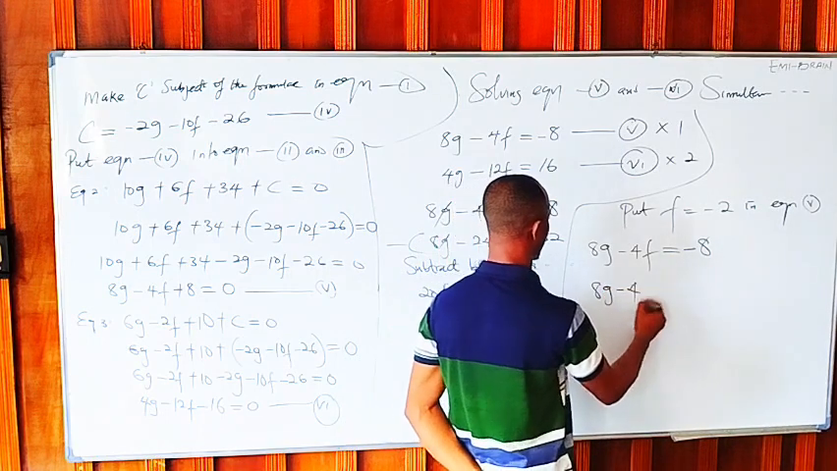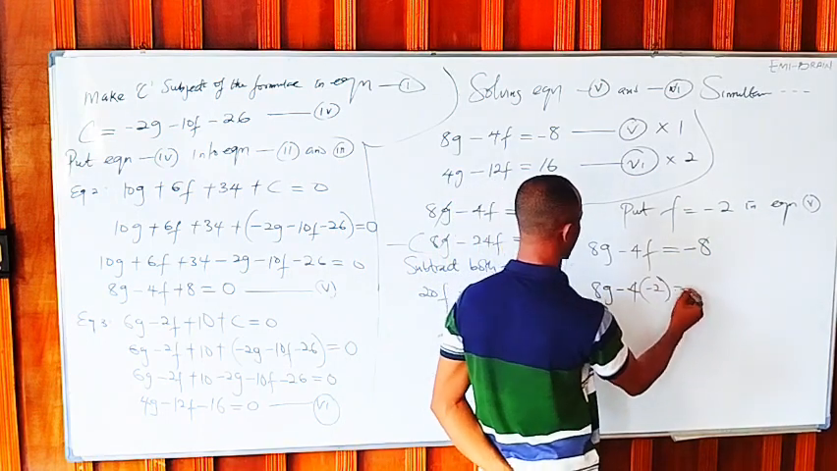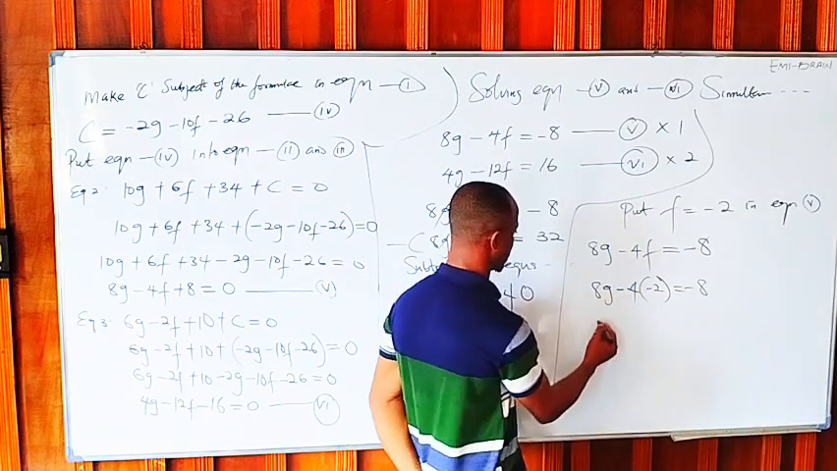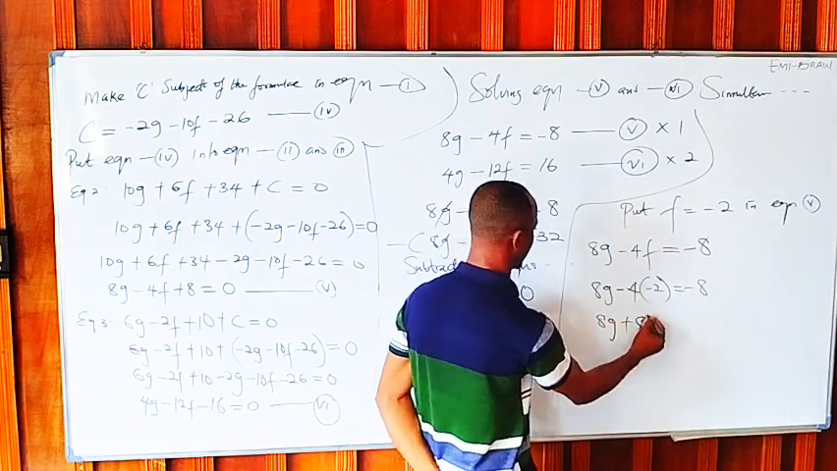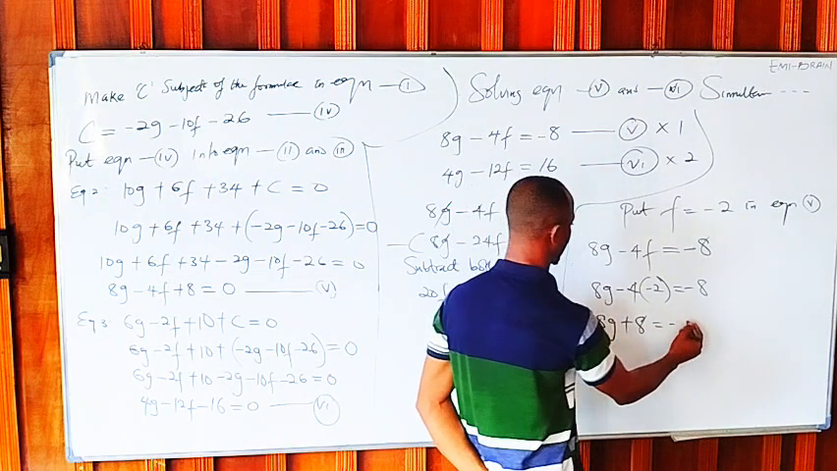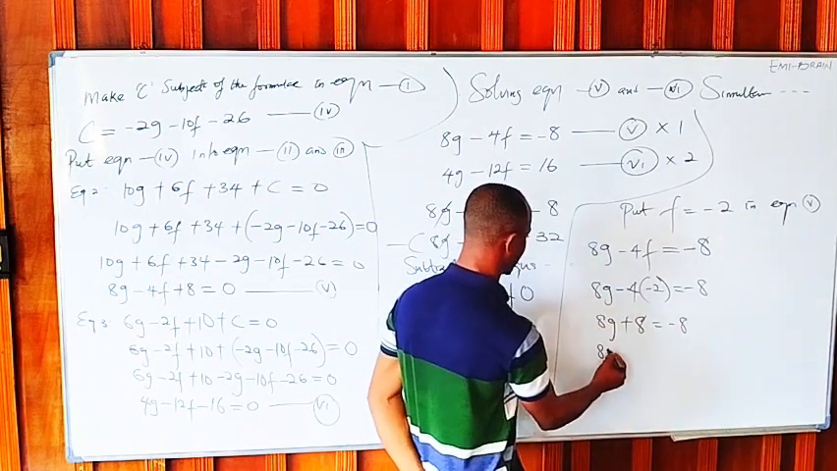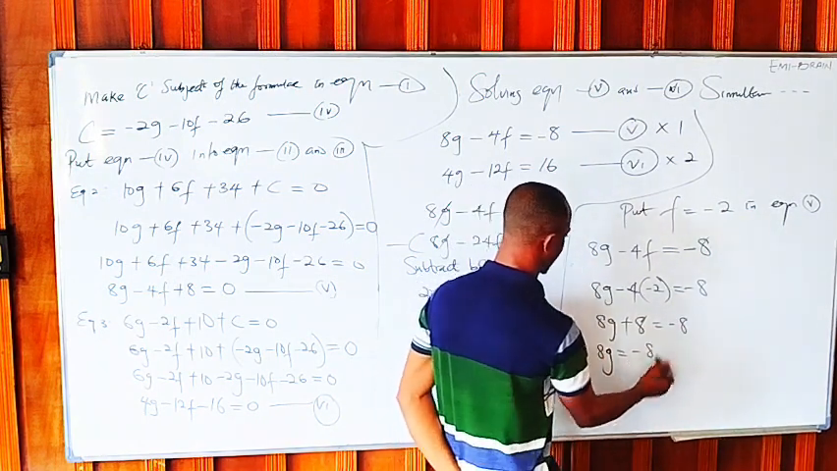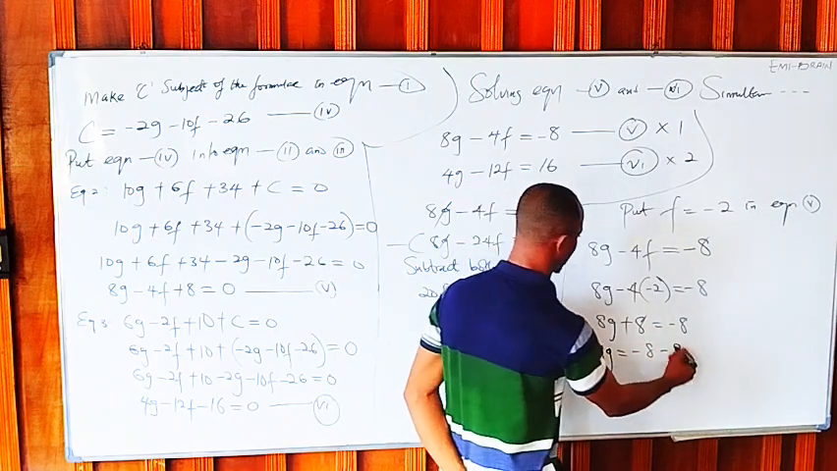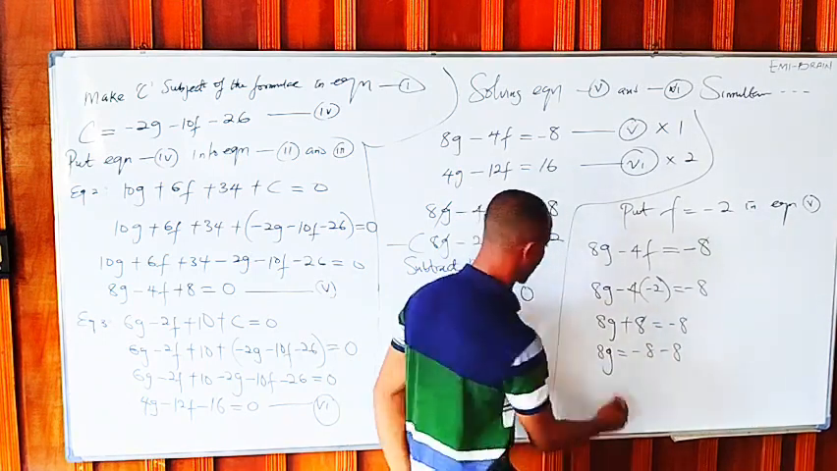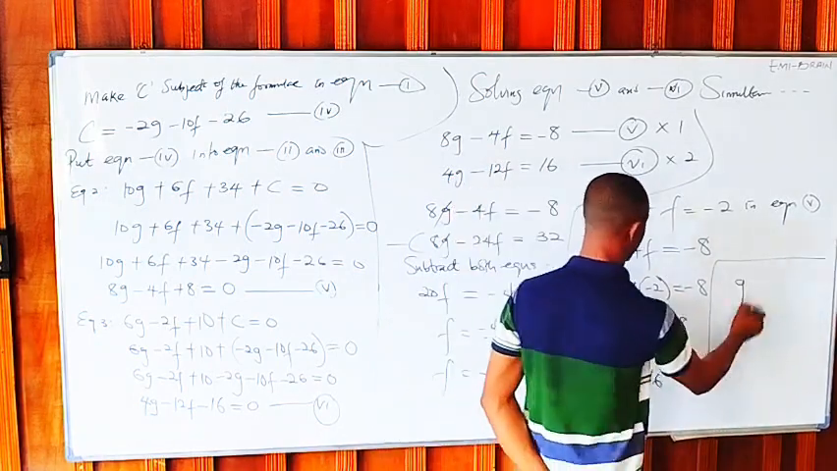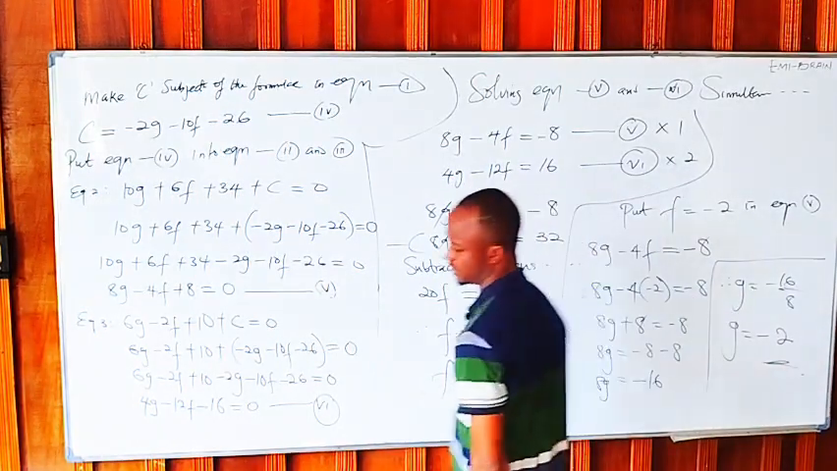8G minus 4 times minus 2 equals minus 8. So we have 8G plus 8 equals minus 8. What's 8G? Minus 8 minus 8. You can write to this point.